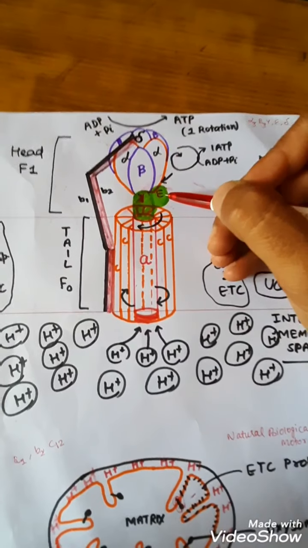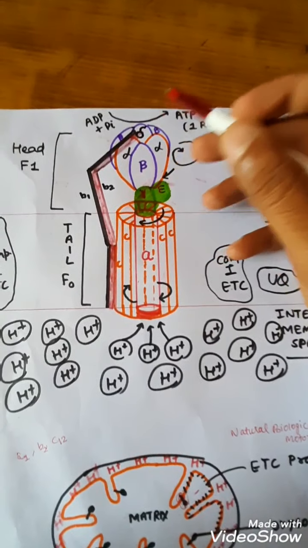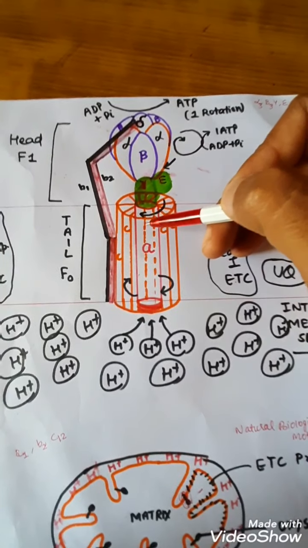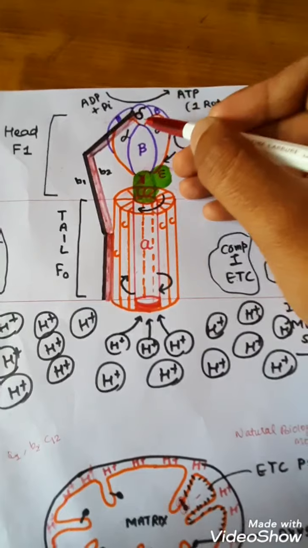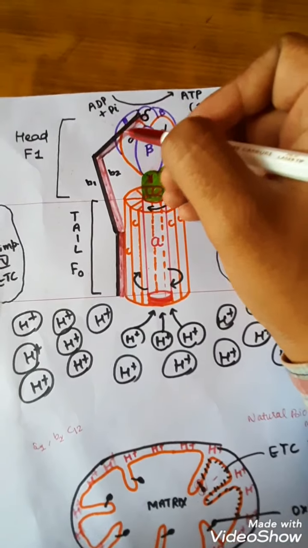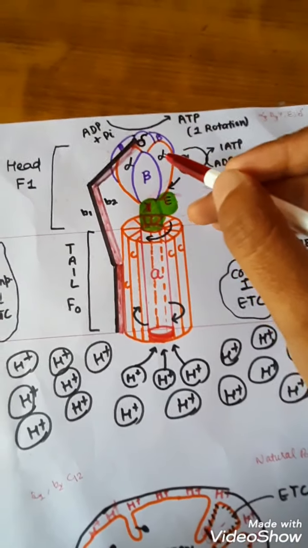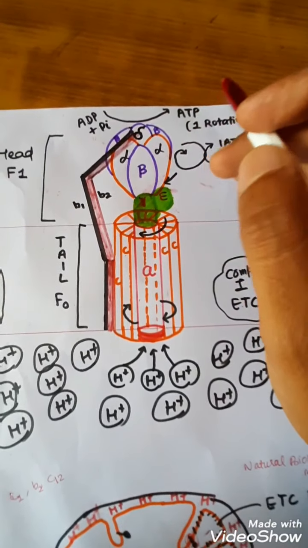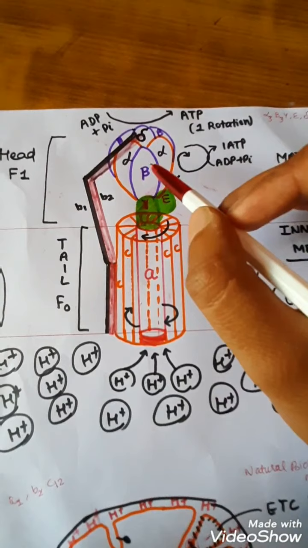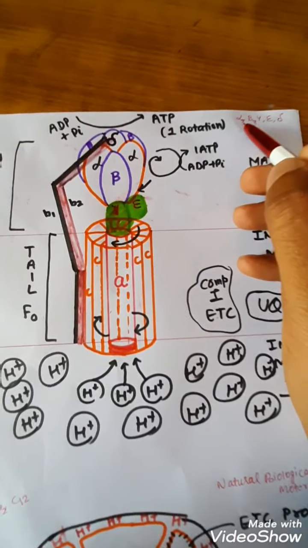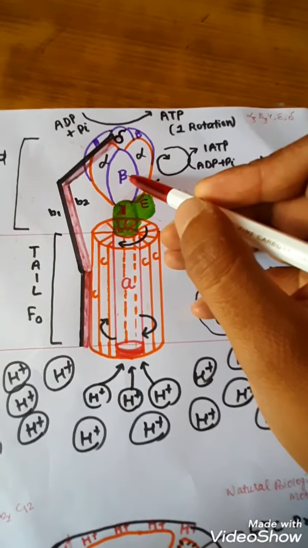The gamma, epsilon and delta subunits are present as single copies. The gamma and the epsilon transmit the torque from the tail F0 to the head F1. The delta subunit forms the stator along with the B subunit of the tail F0. The main rotor part of this biological motor is made by the alpha and beta subunits. Both alpha and beta are present in 3 numbers. There are 3 alphas and 3 betas.